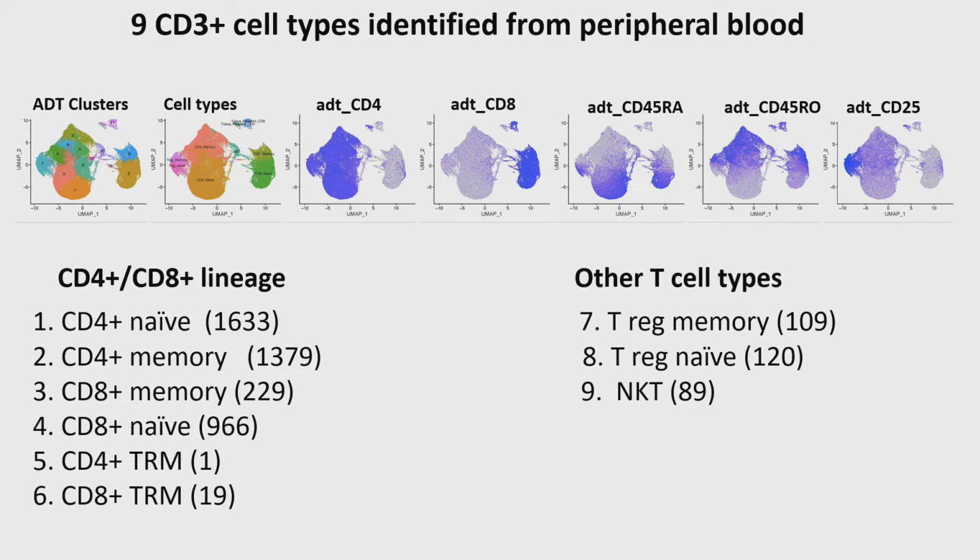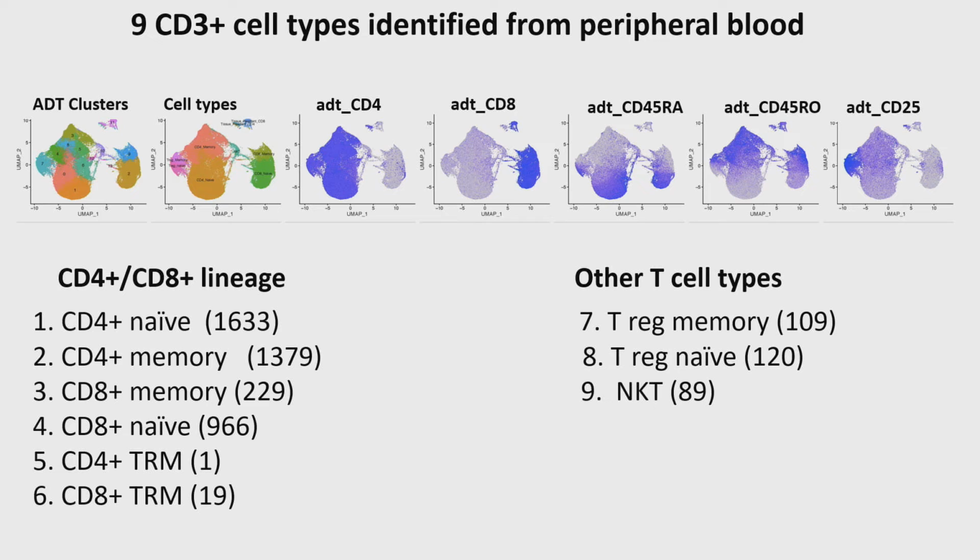And so when we did this experiment, we basically had 9 CD3 T cell types identified from the peripheral blood. And this is so beautifully laid out using this technology. I actually have to give compliments to the people who did these experiments; they did a beautiful job. But you can see here that there's a CD4 population, right? There's a CD8 population there, and that includes CD4 tissue-resident memory cells and CD8 tissue-resident memory cells.